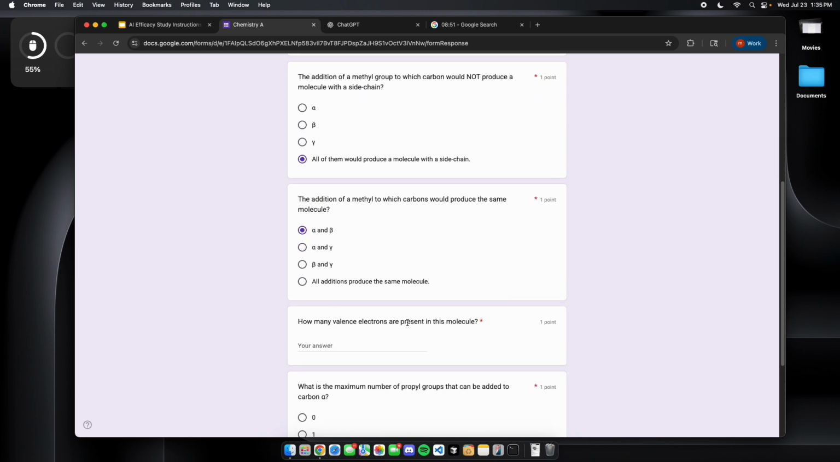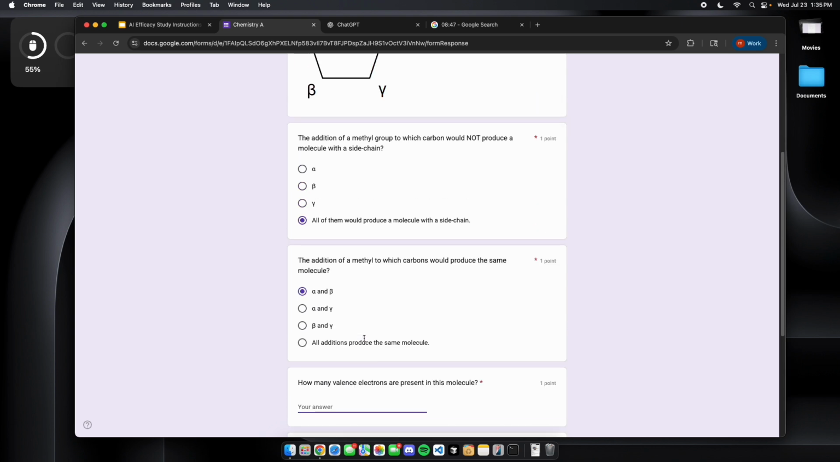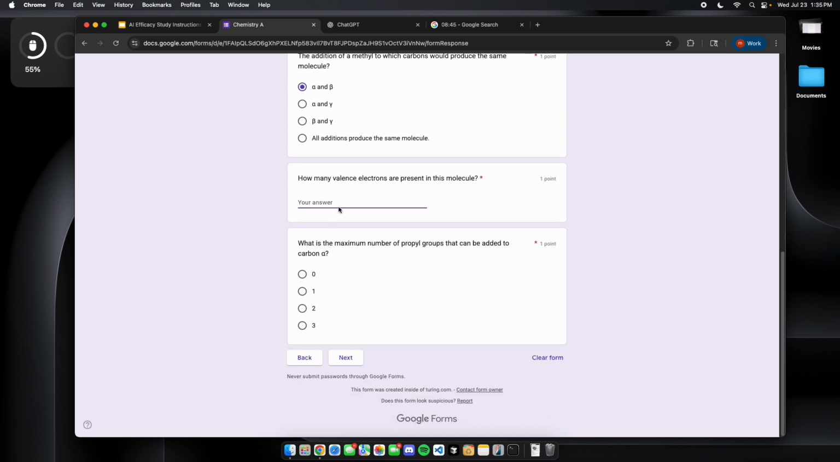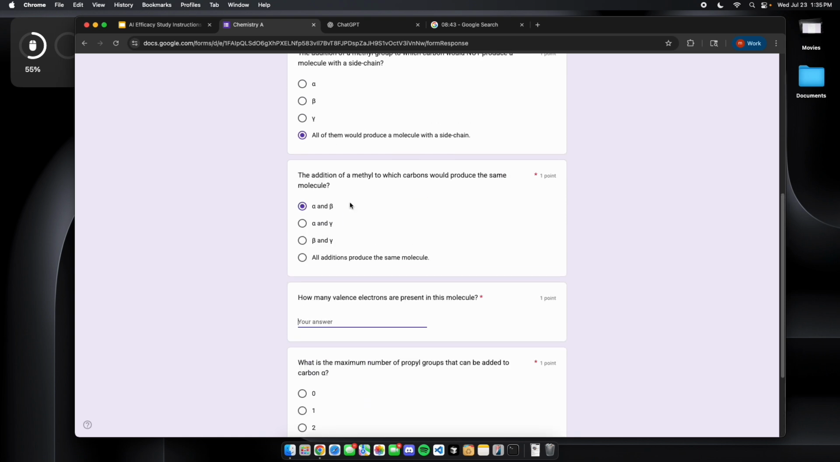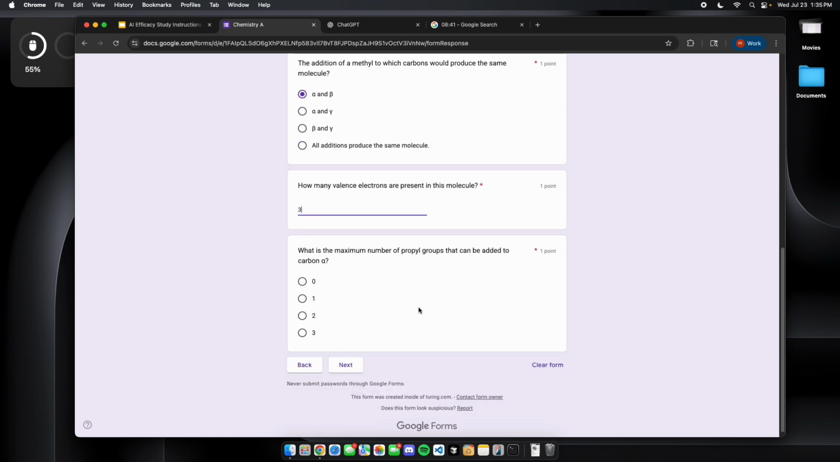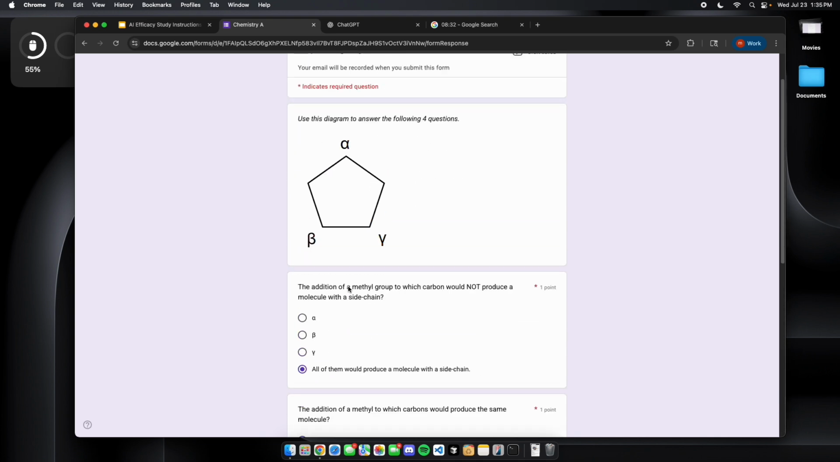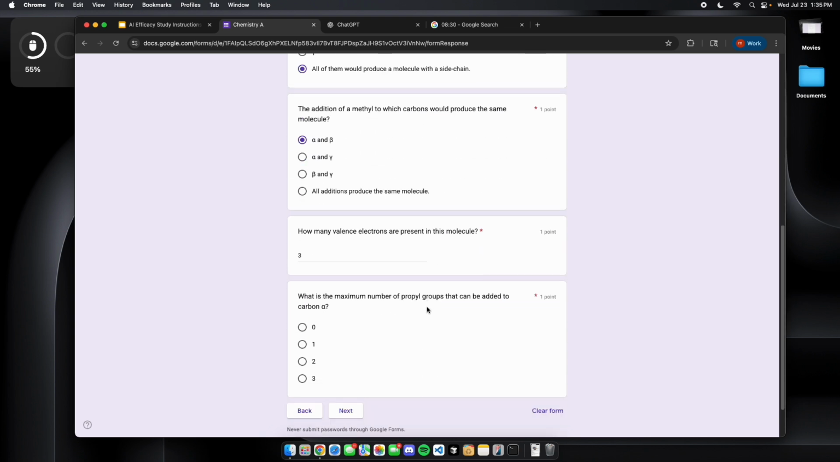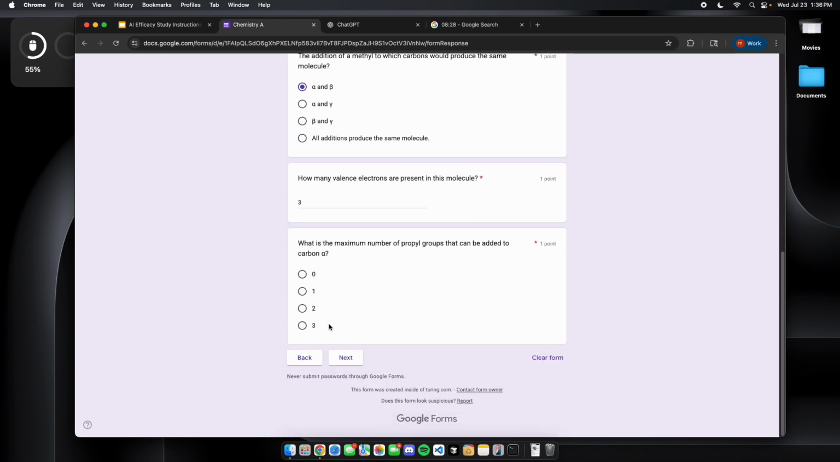How many valence electrons are present in this molecule? Maybe 3. Since there are 3 of them. What is the maximum number of propyl groups that can be added to carbon A? I'll say 3 again.